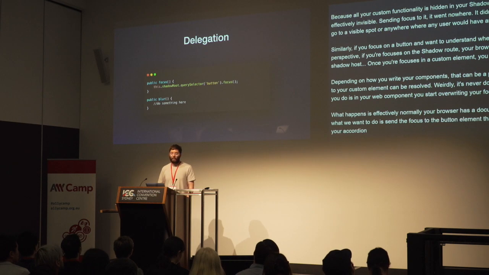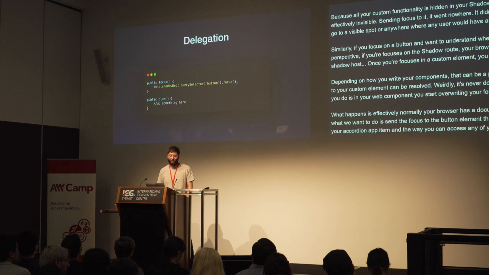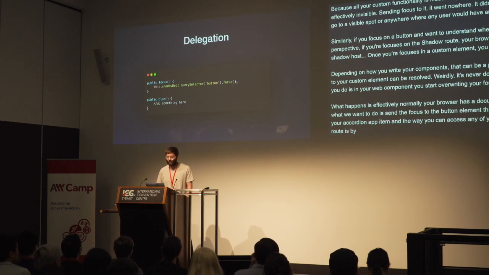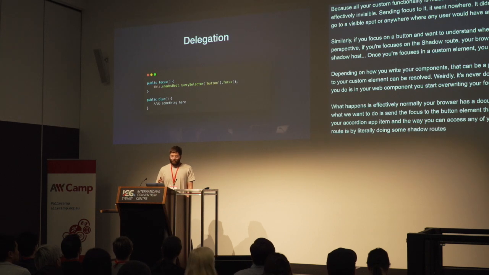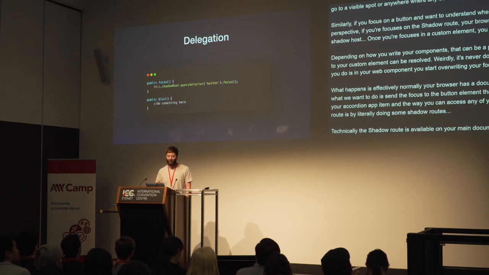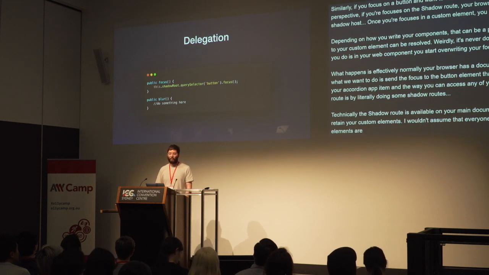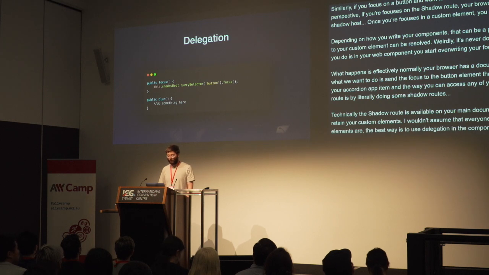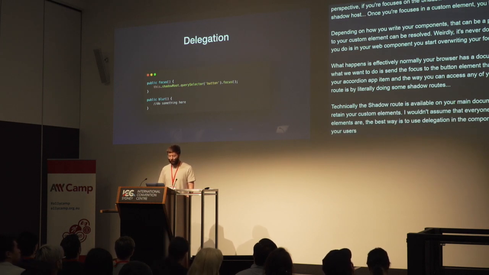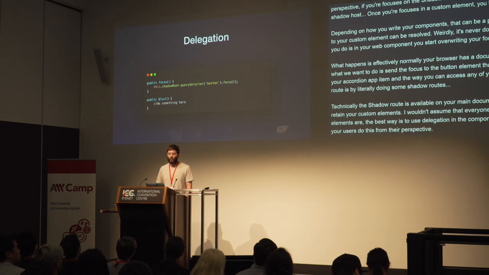The way you can access any of your elements in your shadow root is by literally doing this shadow root.querySelector. Technically, the element.shadowRoot is available on your main document, depending on how you've written your custom element. That said, I wouldn't assume that everyone knows exactly what your elements are, so the best way is to start using delegation within your component itself rather than assuming that your users do this from their perspective. But similarly, like the blur, if you want something specific to happen, you can override the native blur as well in your component.